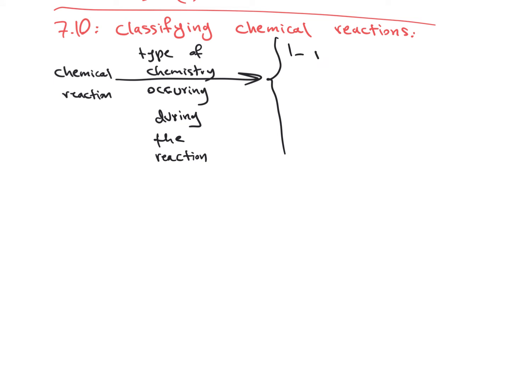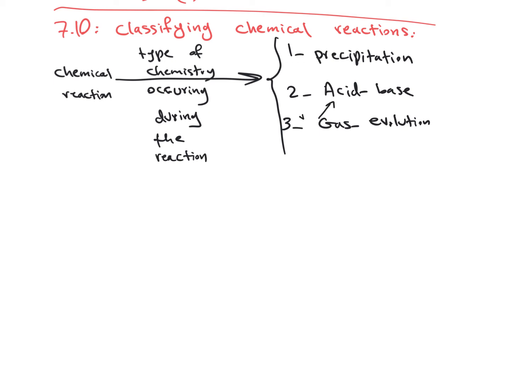We have precipitation. We have acid-base reactions. We have gas evolution reactions, and remember that many gas evolution reactions are acid-base reactions. And oxidation reduction reactions, where one category of oxidation reduction reactions are combustion reactions. So I'm just going to write it this way, combustion reactions.